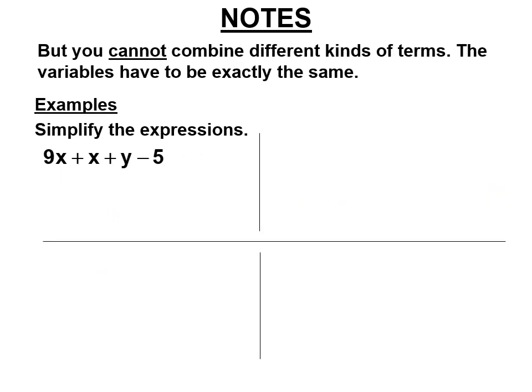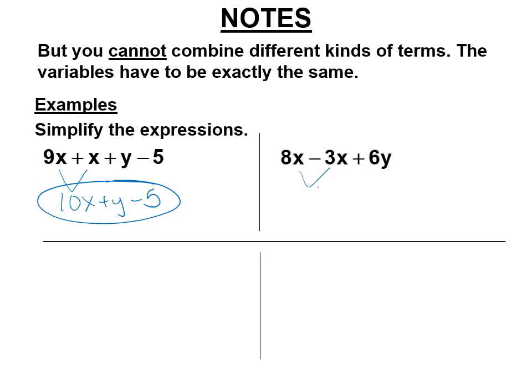Now, you can only add together the same kind of terms. We call them like terms. The word like means same kind. So the variables have to be exactly the same. So 9x plus x is 10x plus y minus 5. You're done. That's all you can do. You can only combine the terms that are the same kind.